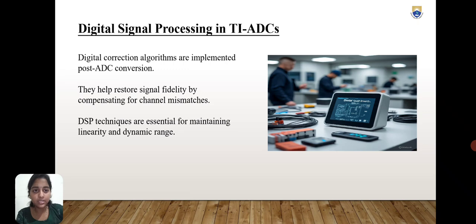Digital signal processing in TI ADCs. Digital correction algorithms are implemented post ADC conversion. They help restore signal fidelity by compensating for channel mismatches. DSP techniques are essential for maintaining linearity and dynamic range.